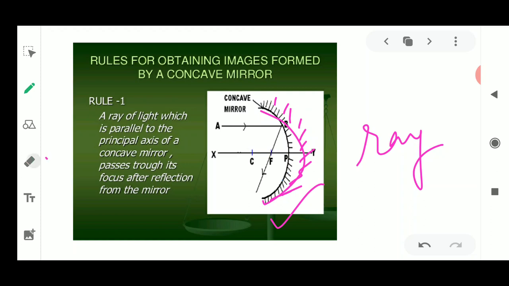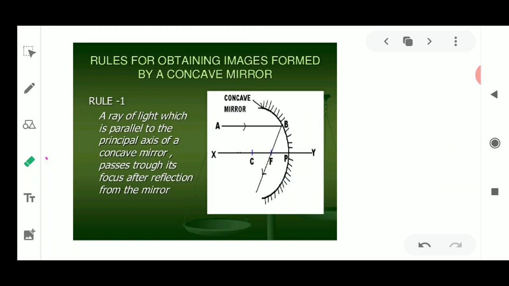This is how the ray diagrams are made, where you can see the positions of the pole, focus, center of curvature, and even the objects will be placed. And how is the image going to be formed? It will be very clear after drawing one or two diagrams. For that, we should be very thorough with the rules.